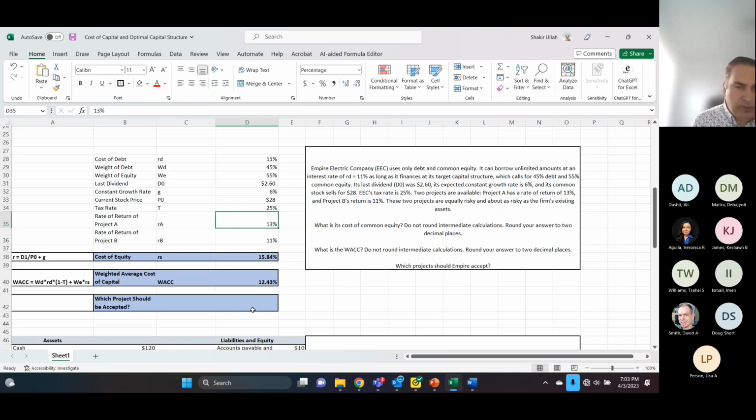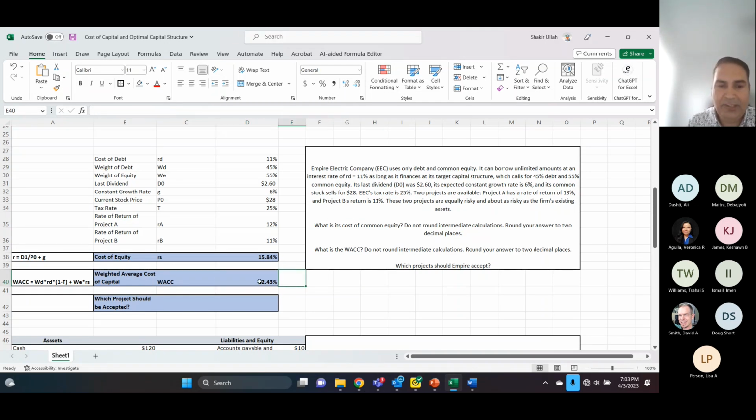So just imagine, what if project A can give us a rate of return of 12%? Which one are we going to accept? If A gives us 12% and B gives us 11%, which one are we going to accept? A. Still A. Close? Yeah. Well, it is close, and that makes sense, but still, it is less than the cost of capital, the weighted average cost of capital. So we cannot accept it. We'll have to find another opportunity.